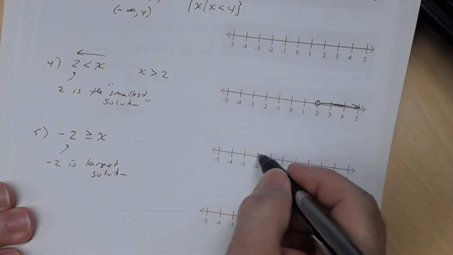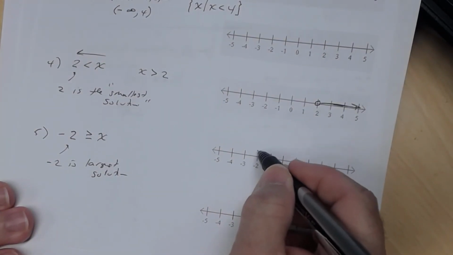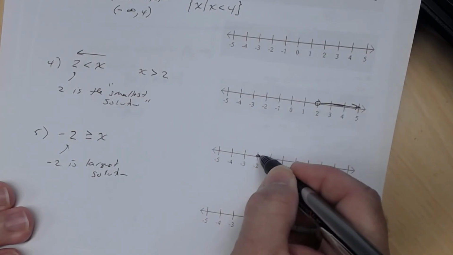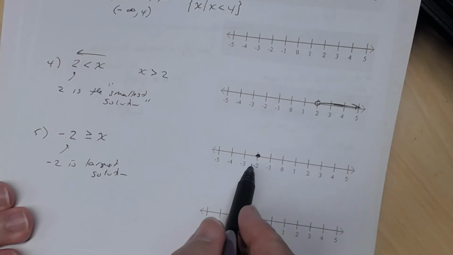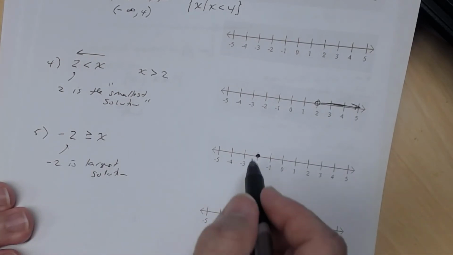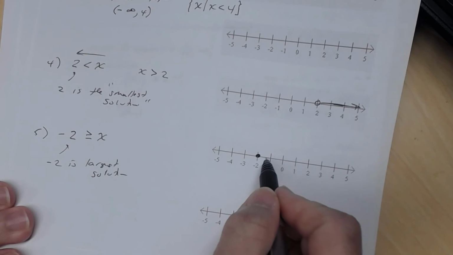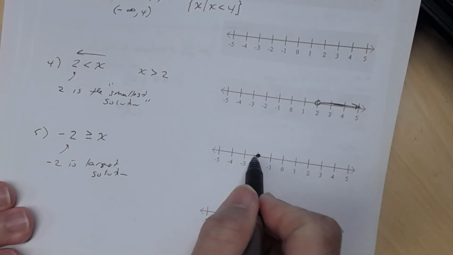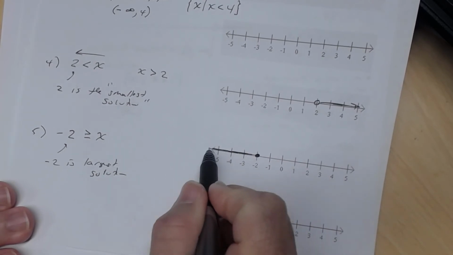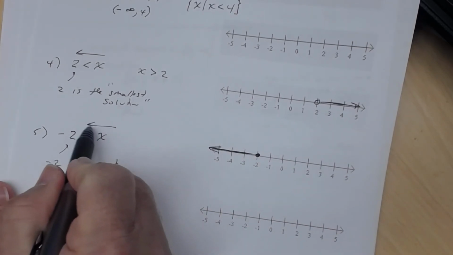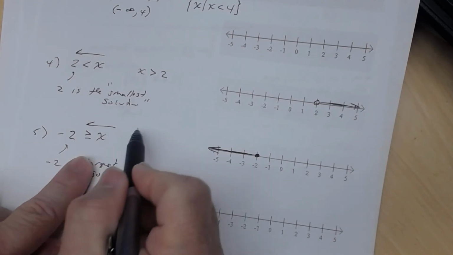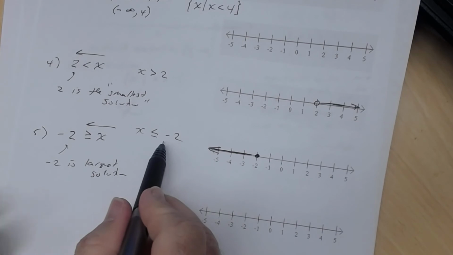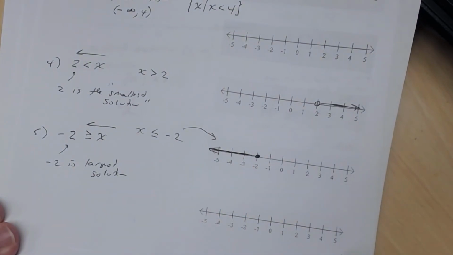So that means that if you put negative 2 on the number line, and it's closed because of the equal sign, so negative 2 is a solution. That means that negative 2 is the largest one. So you can't shade in to the right because negative 2 is the largest solution. So you got to shade in to the left. So if you write it backwards, when you go backwards, you're saying x is less than or equal to negative 2. That's what you're saying. So that's what this is right here. x is less than or equal to negative 2.